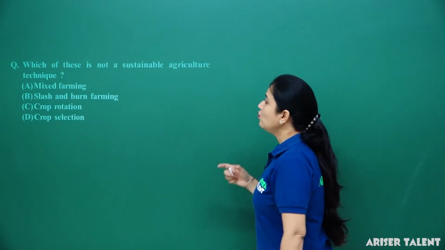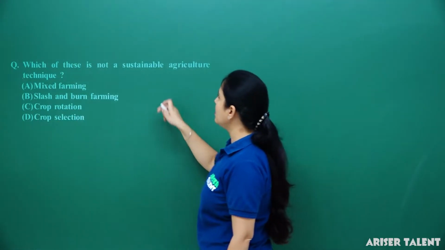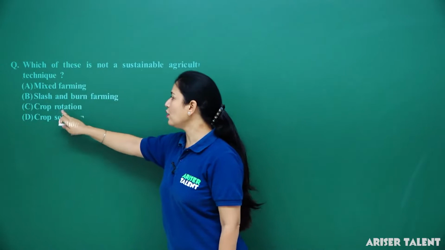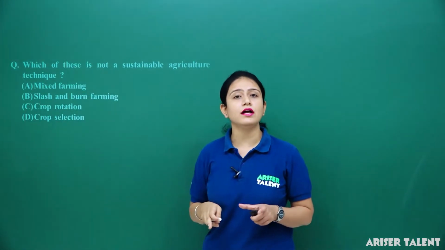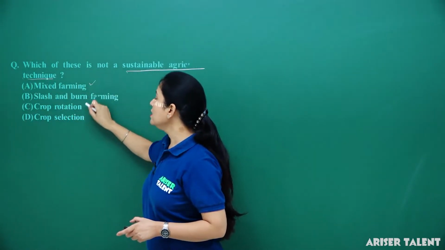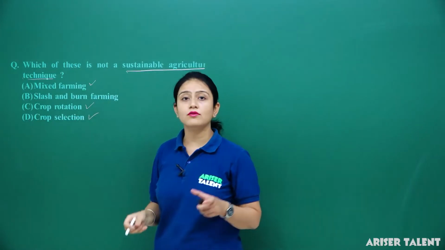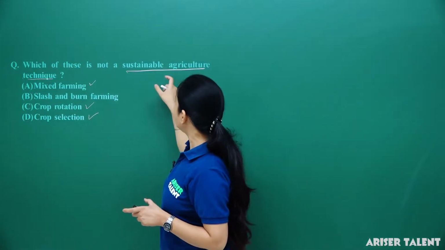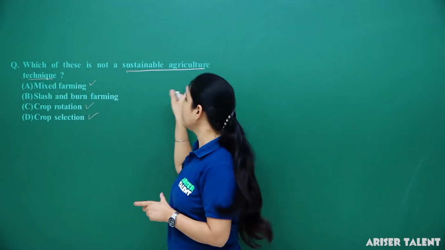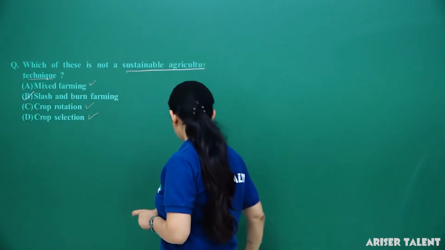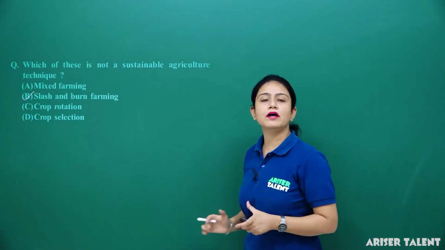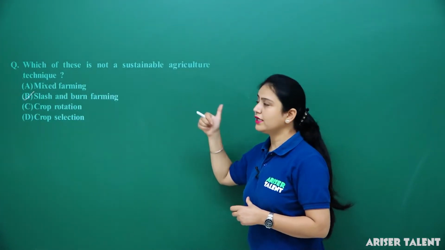Next is, which of these is not a sustainable agriculture technique? Mixed farming, slash and burn farming, crop rotation, and crop selection. So here we are talking about sustainable agriculture techniques. Mixed farming, crop rotation and crop selection are sustainable agriculture techniques, but only slash and burn farming is not a sustainable agriculture technique. So option B is the correct answer. Thus we can say that slash and burn farming is not a sustainable agriculture technique. Clear?